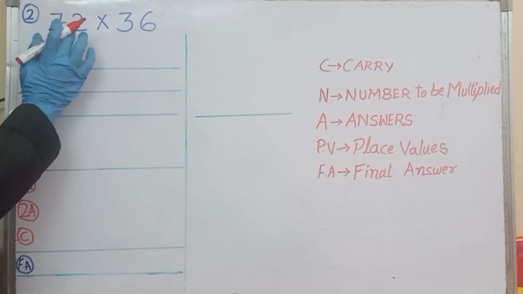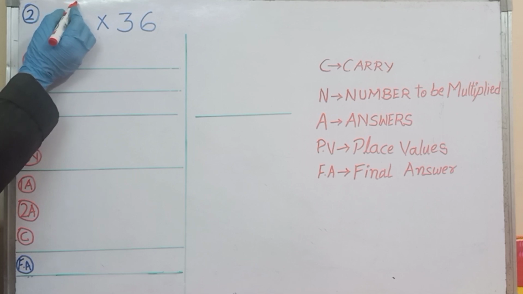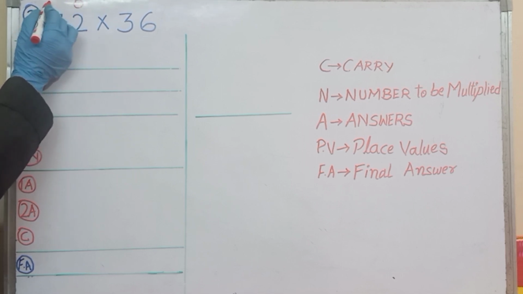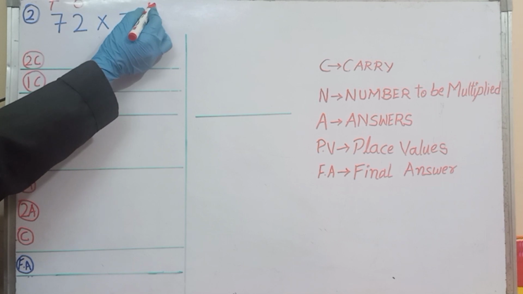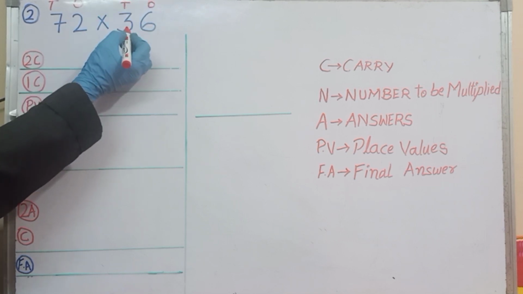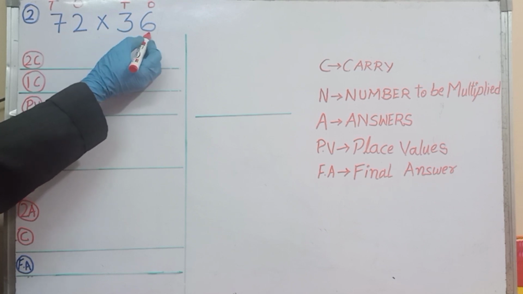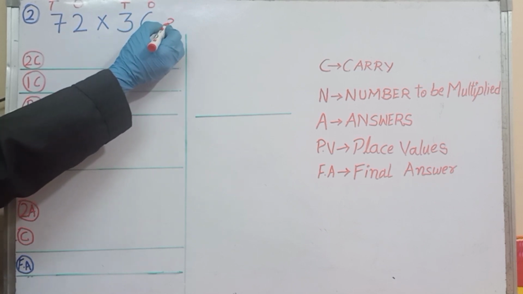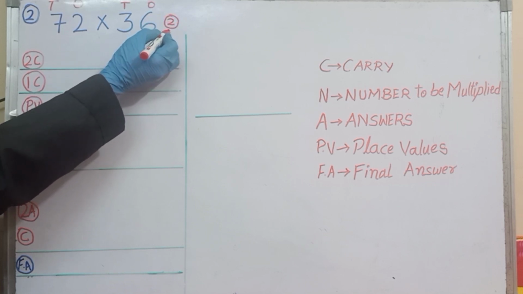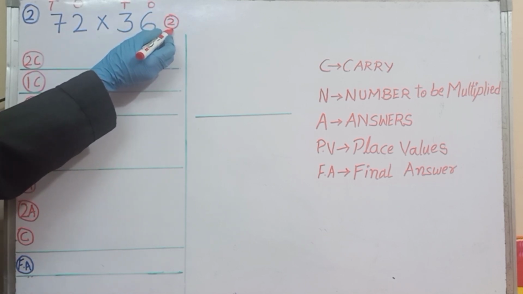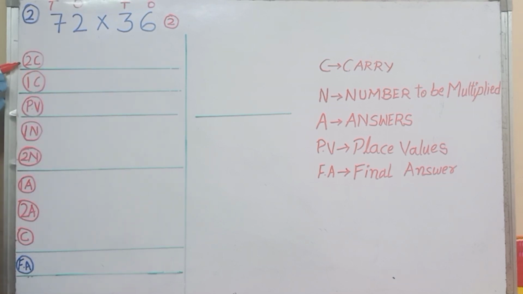Is it clear students? Second example which we are going to take is 72 into 36. First thing we have to do before starting the sum, we have to write the place values. Ones, tens. Then check how many digits are there to be multiplied. How many digits are there? 1, 2. So keep this in mind. 2 digits are there. So we can get 2 carries when we multiply. So I am leaving one line for the second carry and one line for the first carry.